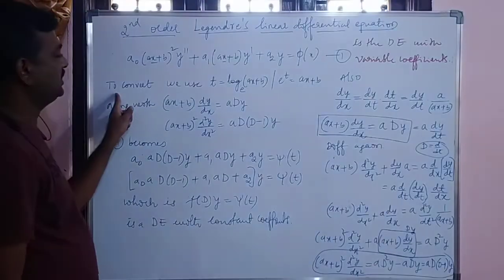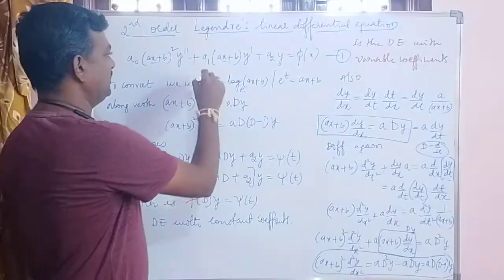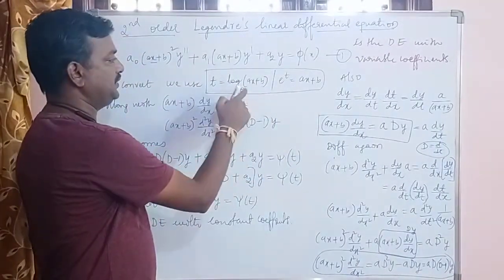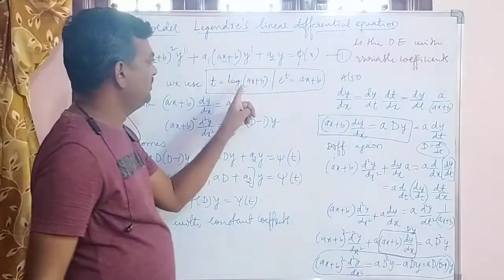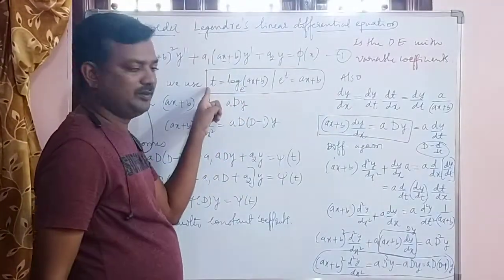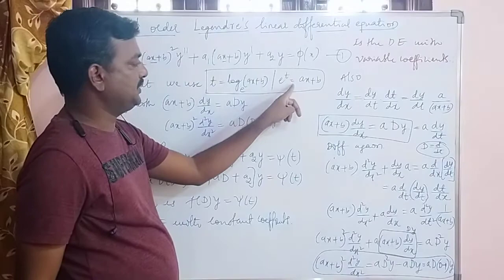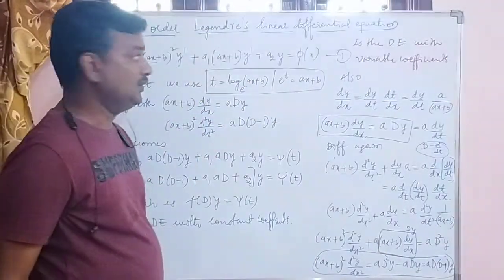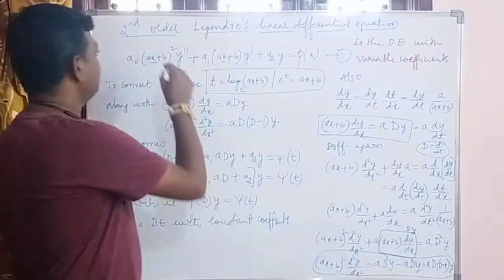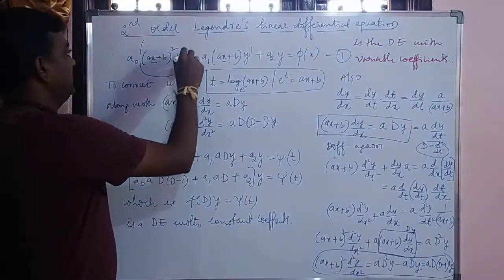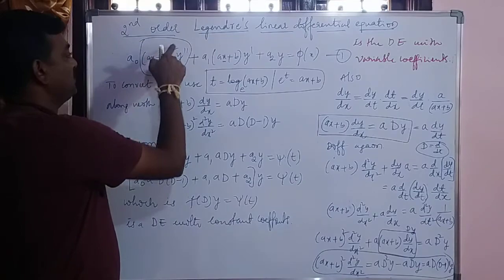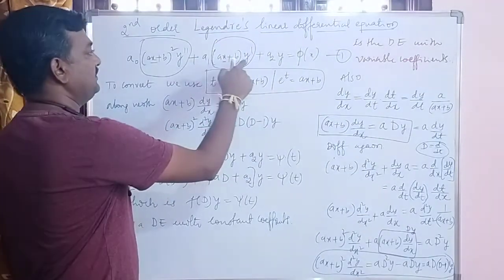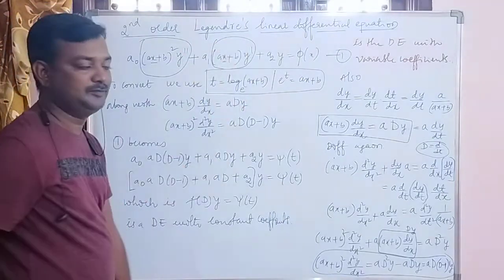Now to convert it, we use t is equal to log of (ax+b) to the base e, or if the logarithm comes to the left side, it becomes the exponent: e raised to t is equal to ax+b. Along with this, we also need the values of (ax+b) squared into y double dash, as well as (ax+b) into y dash.